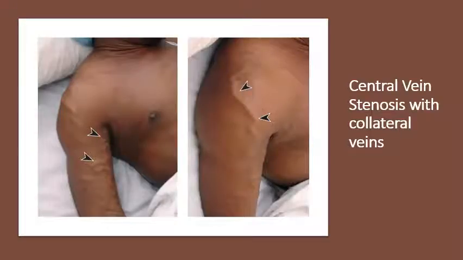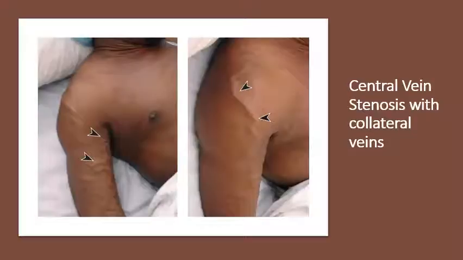Here you can see there are also collateral veins. There is a swelling of the arm with the presence of collateral veins in this arm, including the AV fistula. This usually occurs if there is central venous stenosis. So what is meant by central venous stenosis?